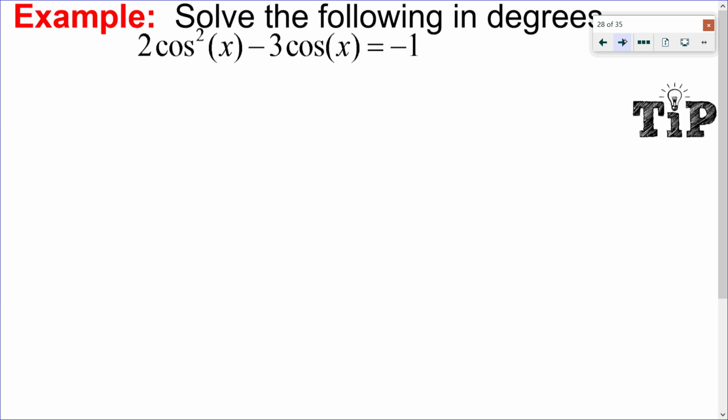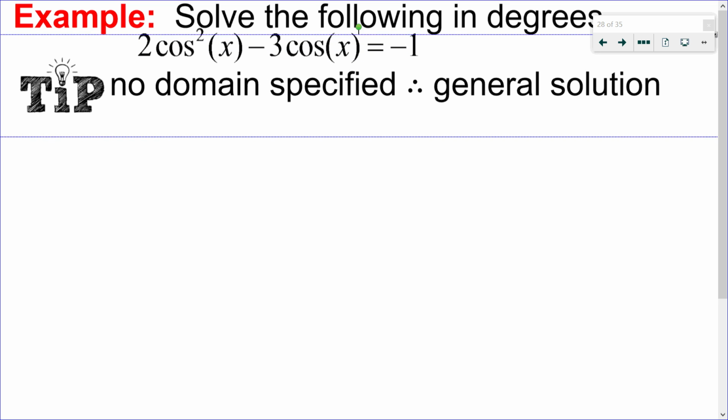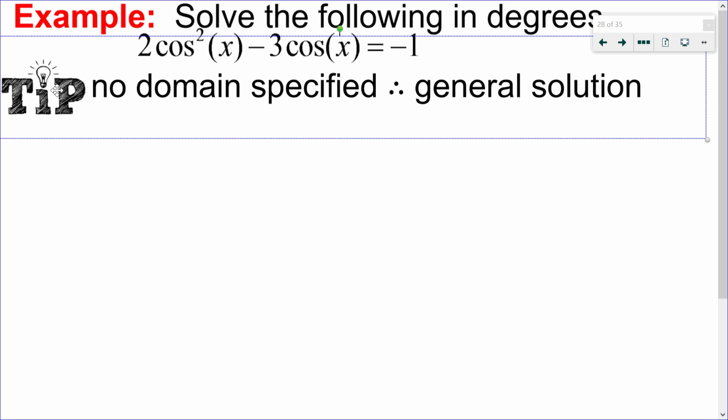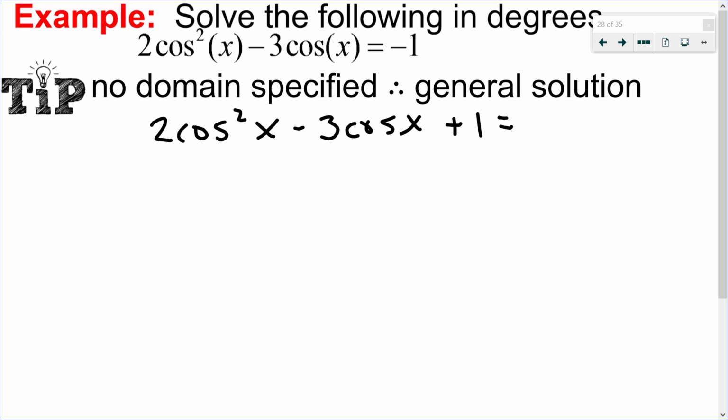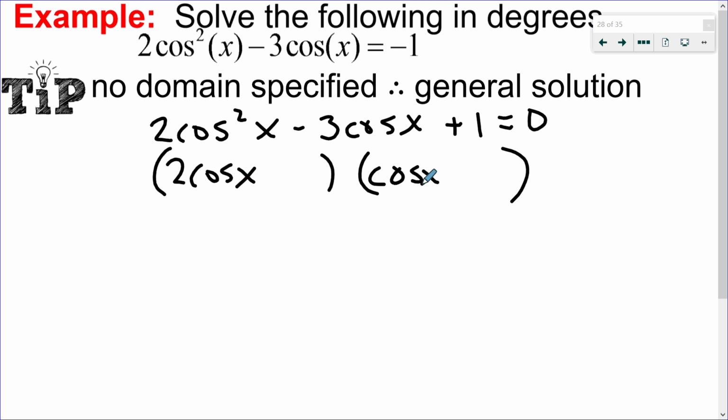Okay, so let's try this one here. So it says solve in degrees, and there's no domain specified. So for these questions here, remember, no domain specified means general solution. So let's solve this quadratic, first of all, by setting it to 0. And I'll add 1 to both sides. And then I'll just solve this by factoring. So I have 2 cos x and cos x, 1 and 1, negative and negative equals 0.